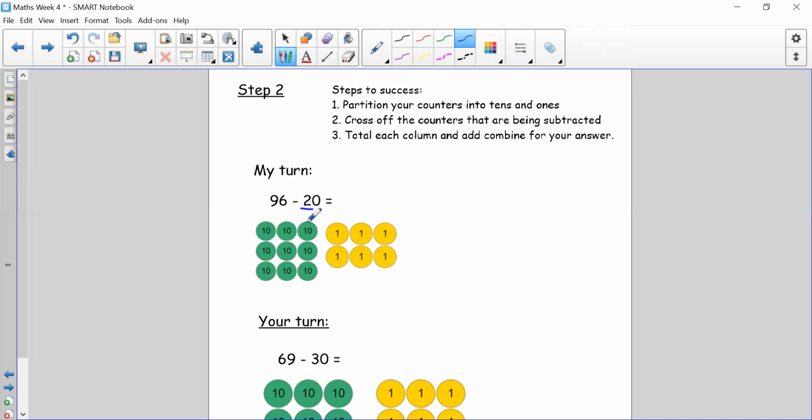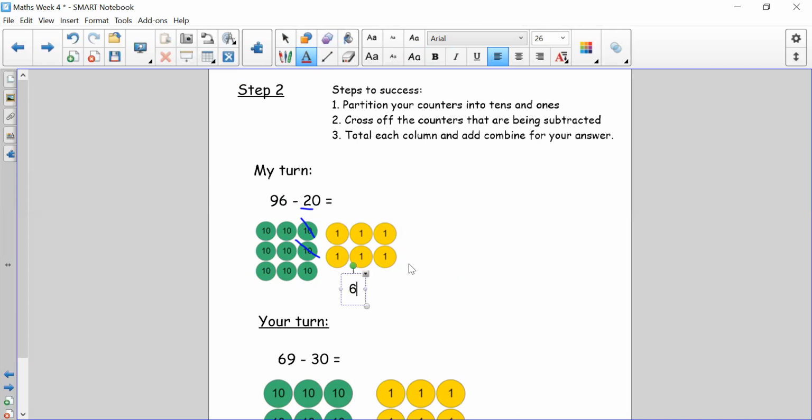So let's have a go. 96 take away 20. So I'm going to take off 2 tens: 10, 20. And I need to now total each column. Well, I know I didn't do anything with my ones, so I still only have 6 ones. Let's count up my tens to see what happened to my tens. I have 1, 2, 3, 4, 5, 6, 7. I have 7 tens, which means I have 70. I have 70 in my tens column and 6 in my ones, so together they make 76. So 96 take away 20 is 76.